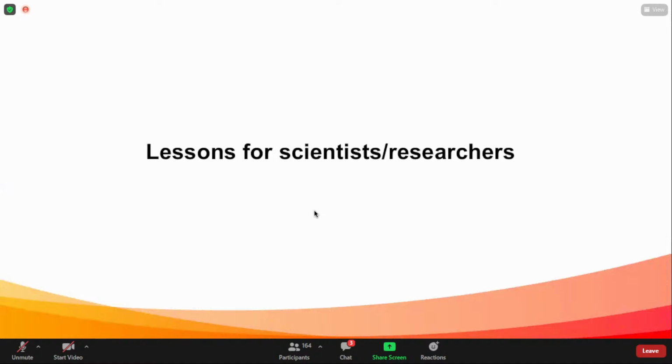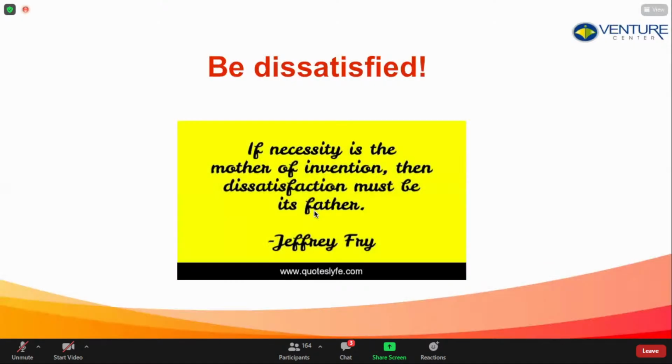So here are a few quick lessons before I close. First of all, if you want to build anything of this kind, a business or a product, it's very important to be dissatisfied. If you're very content, it is very hard to build something new. If necessity is the mother of invention, then dissatisfaction must be its father. This quote is quite appropriate over there.